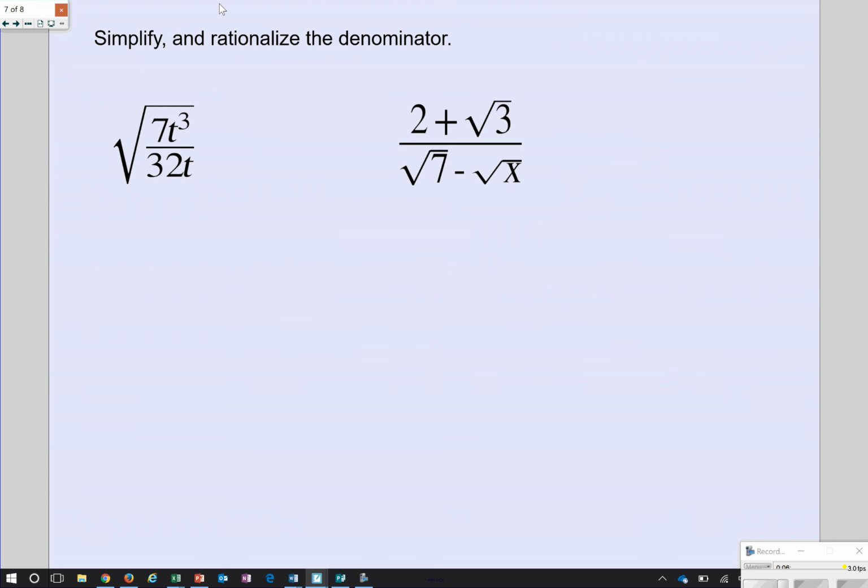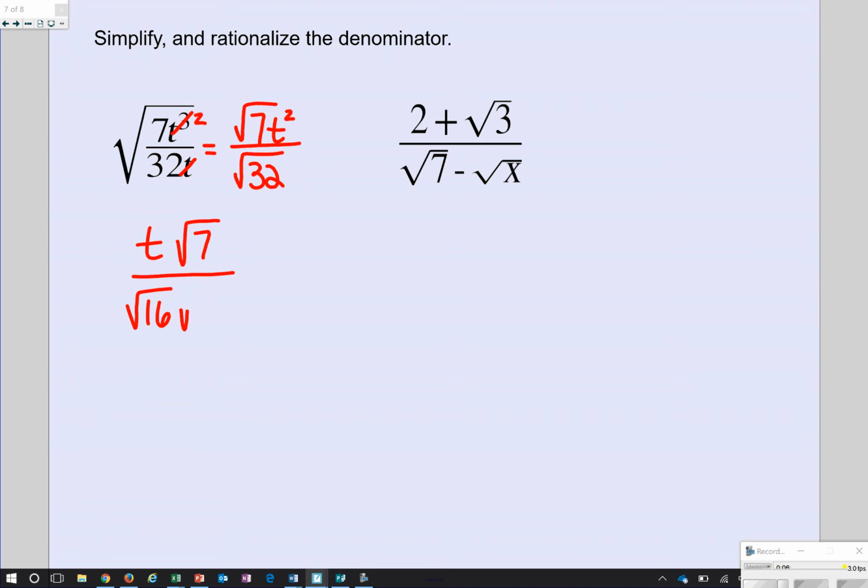Our first example, let's simplify it and then rationalize the denominator. So for our first example, let's begin by remembering what we do with quotients. We should simplify this expression as much as possible. So we'll call this the square root of 7t squared over the square root of 32, because we'll cancel that t with that t. And now let's write this as t square root of 7, because the square root of t squared is t, over the square root of 16 times the square root of 2. And so that becomes t times the square root of 7 over 4 root 2.